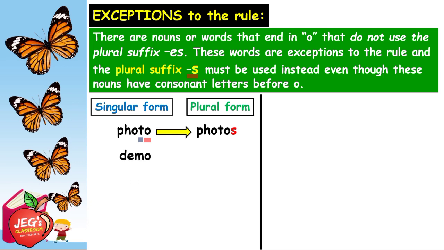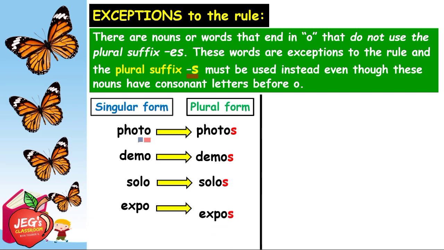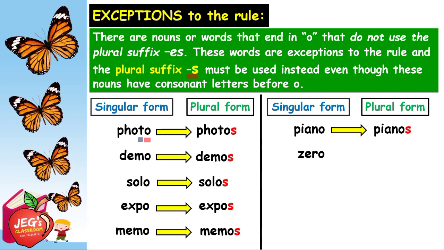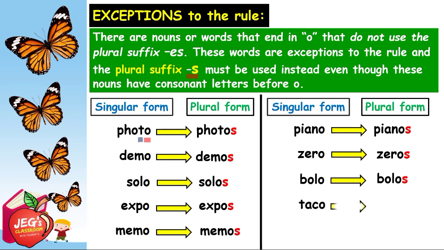Let's see some examples. Demo becomes demos. Solo, solos. Expo, expos. Memo, memos. Another set of examples would be piano, pianos. Zero, zeros. Bolo, bolos. Taco, tacos. And avocado, avocados. Remember to memorize these exceptions to avoid mistakes in the future.